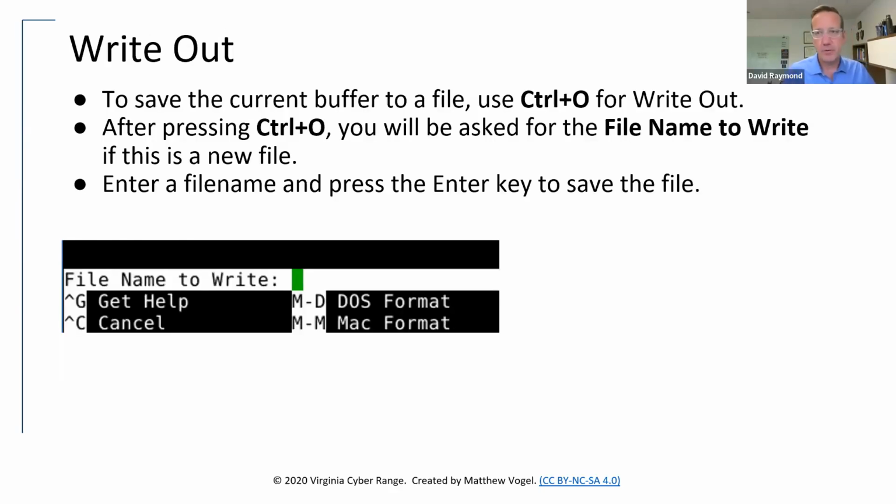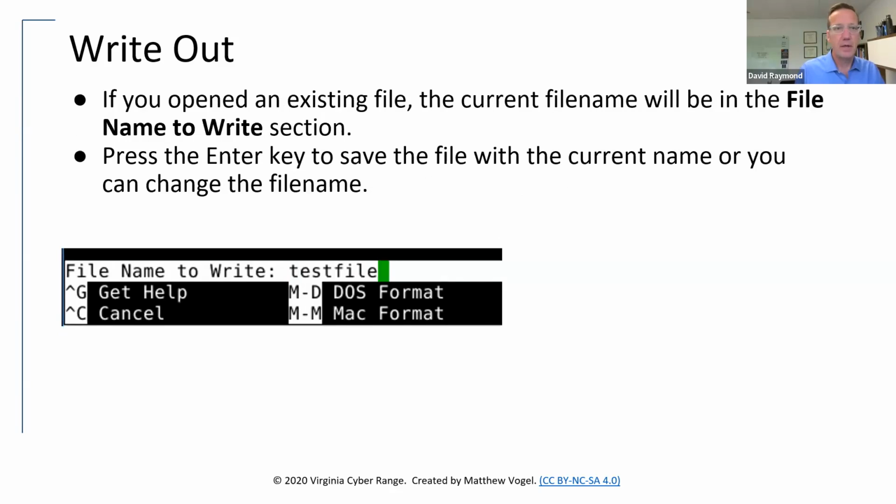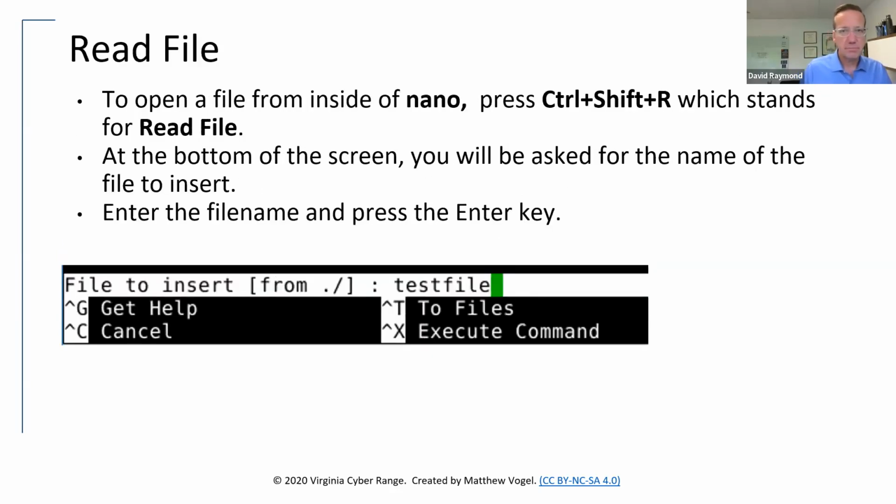Again, you use Control O to write out the file, and if you didn't name the file when you started, then when you hit Control O, you're going to get a blank. It says file name to write, and then you have to type in the file name. Otherwise, the file name will be there, and if you just hit enter, it'll do what it needs to do. And then to open a file, you can hit Control Shift R, and that's going to read a file from the current directory.